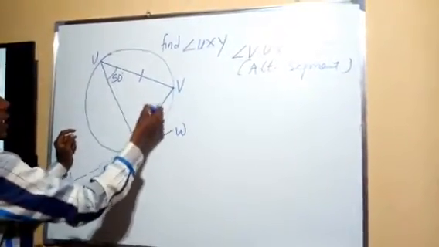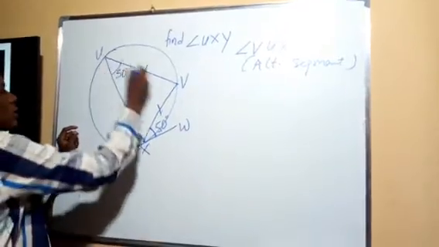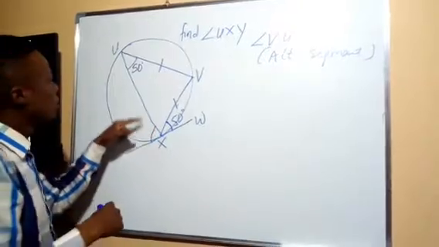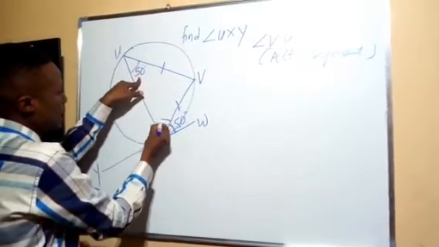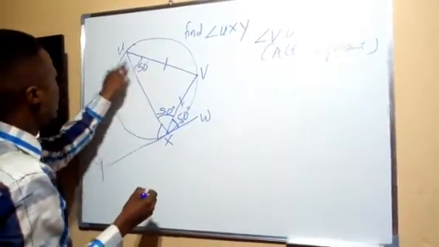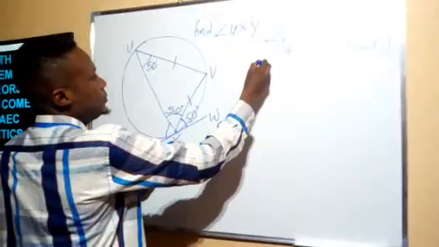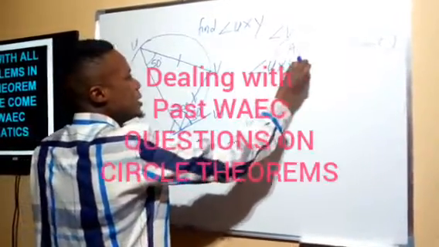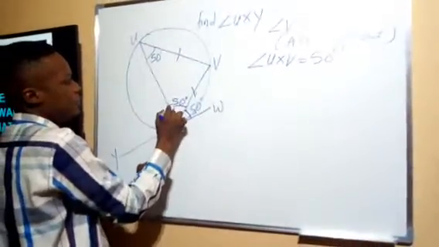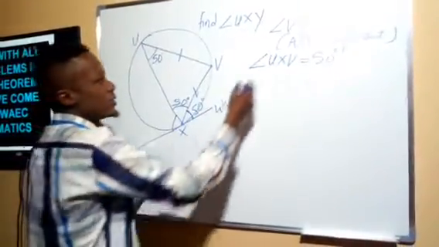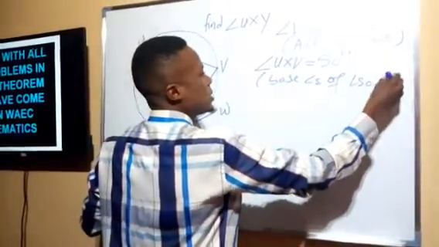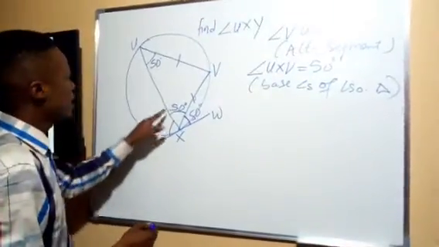Now, this side and this side are equal in this isosceles triangle. And one property of an isosceles triangle is that the base angles are equal. So if here is 50, automatically here is also 50 degrees. So I can say that angle UXV is 50 degrees. U, X, and V, 50. Why? Base angles of isosceles triangle. Okay? So here is 50, here is 50.